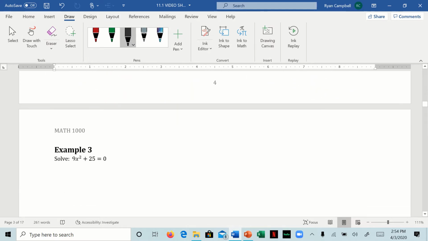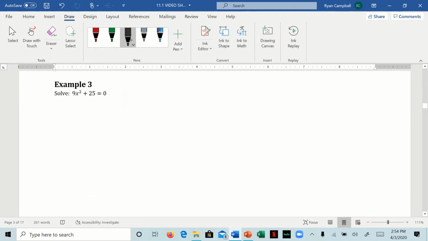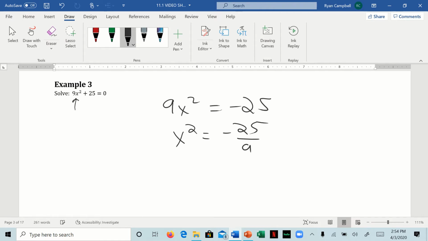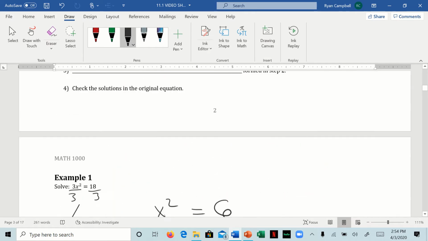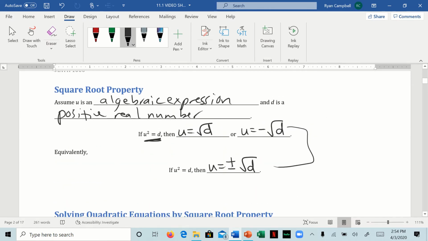All right. Number 3. So once again, we need to isolate our x squared, step 1. So we can get 9x squared is negative 25. So x squared is negative 25 over 9. Then we take the square root. But we can't take the square root, right? Not to get a real number. Square root of a negative doesn't make any sense. And that's why we said D has to be positive. When you have something like this, you have to have a positive number for the square to equal.